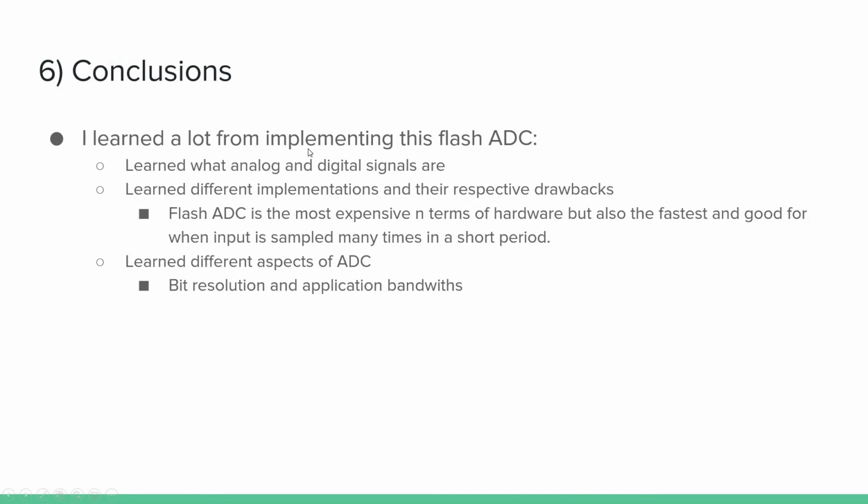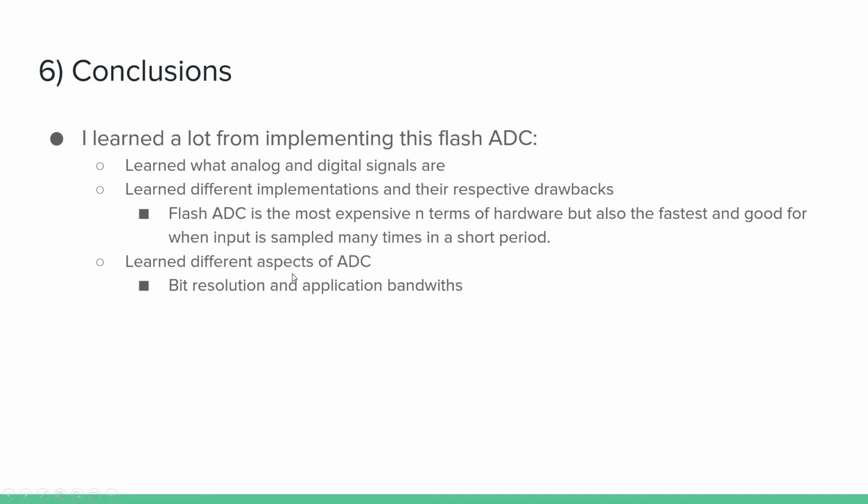So, in conclusion, I think I learned a lot. I learned what analog and digital signals are. Analog signals are like sine waves and digital signals are like pulse waves. I learned the different implementations and their respective drawbacks in choosing which one I wanted to implement. For sure, the flash ADC was the simplest, but it was also the most expensive in terms of hardware. But it's also the fastest and good when the input is sampled many times in a short period of time.